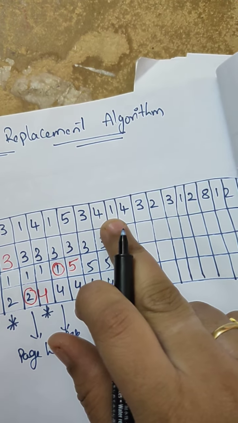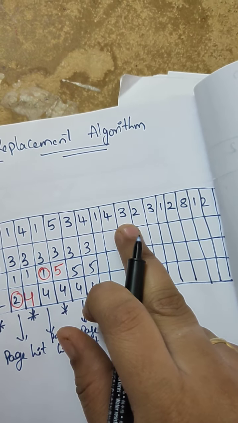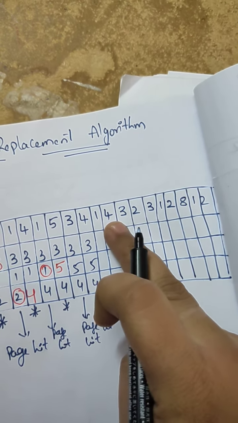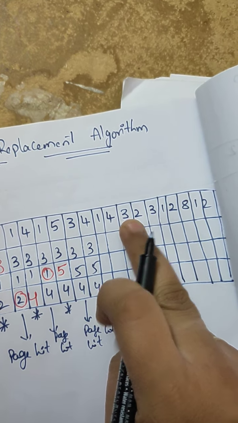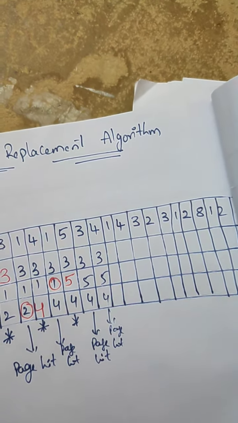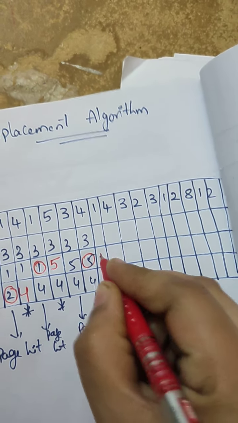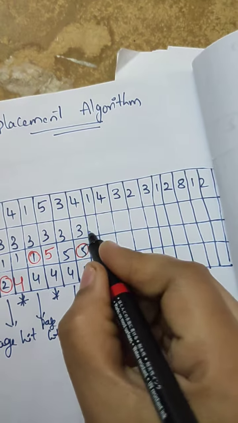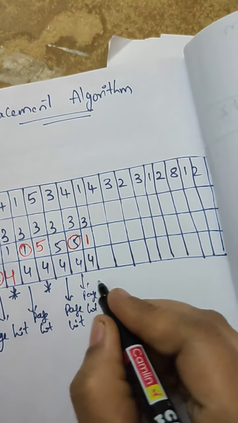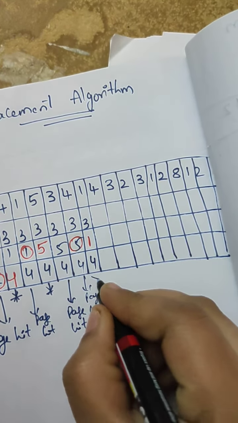Okay, coming to the 1. If you observe here for 1, 3 is immediate and 4 is immediate, but 5 does not exist. Means 5 is not there, so we can replace it with 1. So what I'm doing, I'm replacing 5 with 1. So 3 4 will exist. As 1 is not present before, that's why I'm writing page fault.